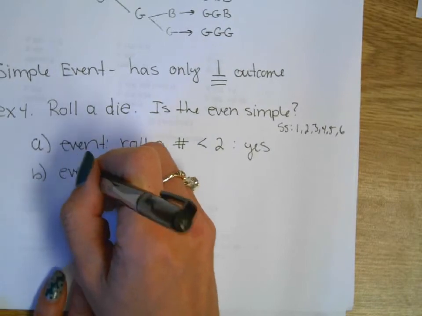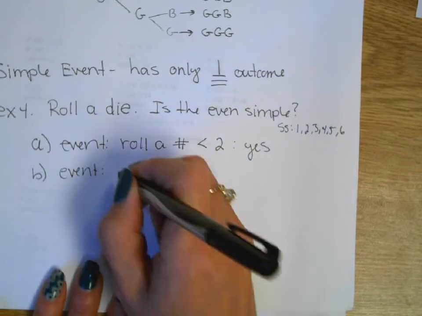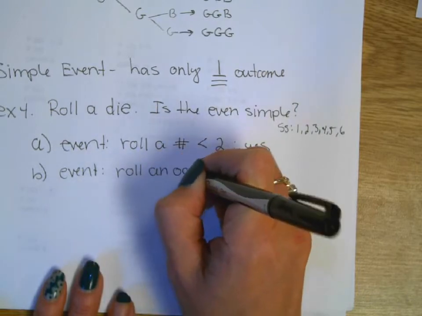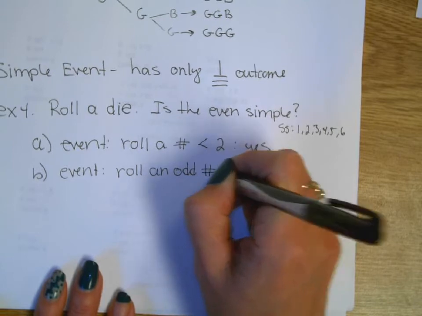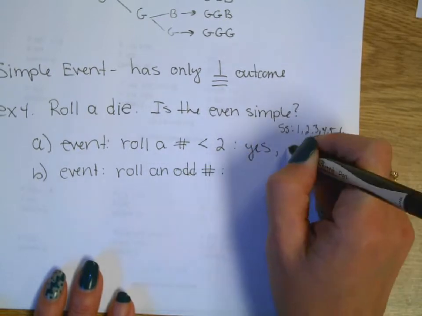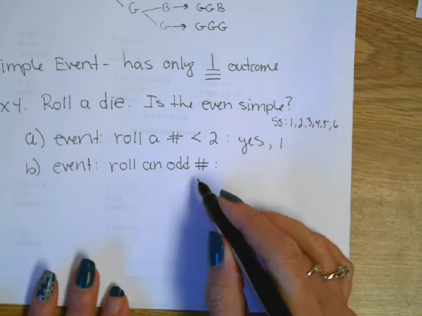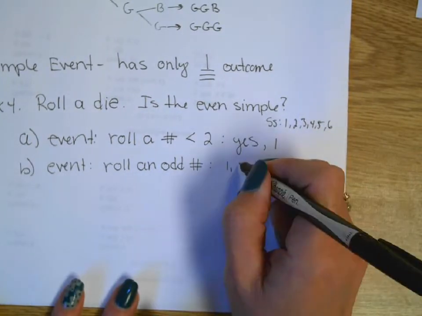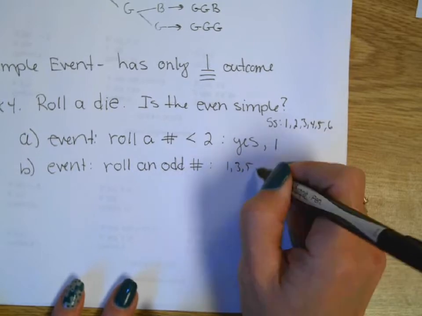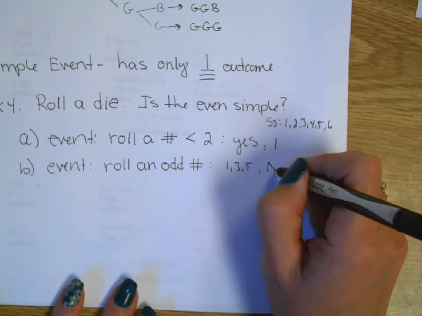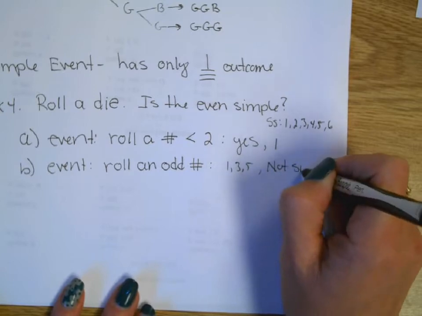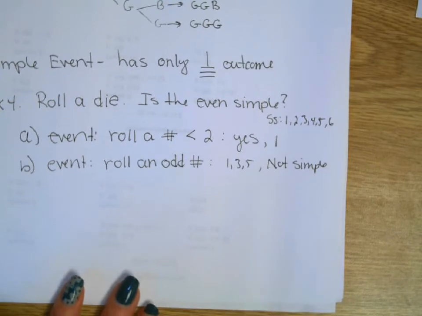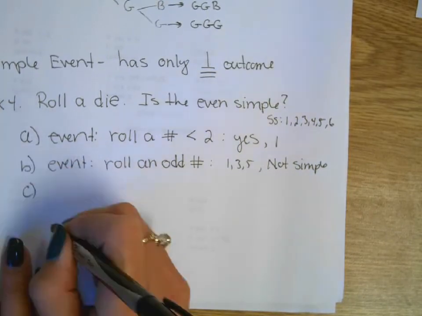This time the event is rolling an odd number. Well, if you look at the sample space, how many numbers are odd? Well, you got 1, 3, and 5. That's 3 outcomes, so this is not simple. It can only have 1 outcome to be considered simple. This one has 3 if I'm looking at odd. And then how about this?